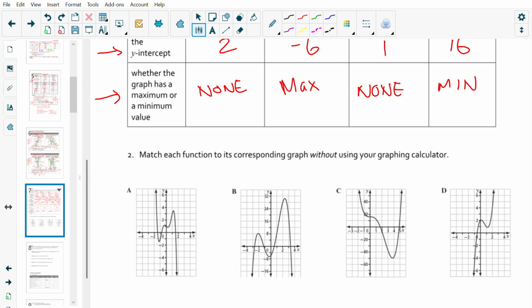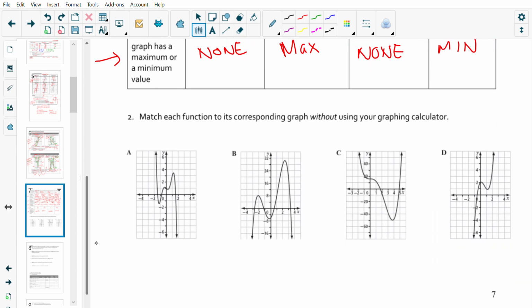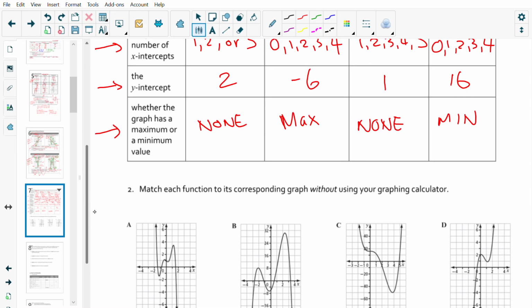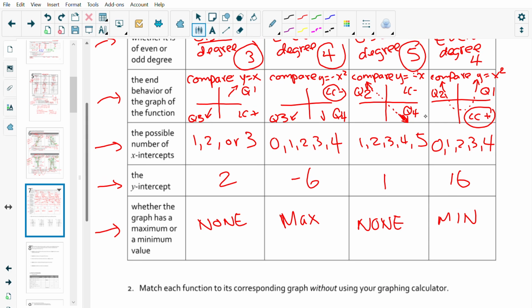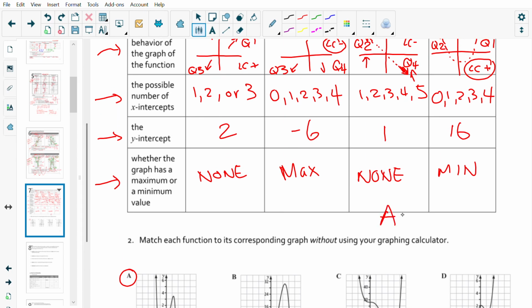Okay, let's match it to the graphs. Let's match these by end behavior first. Let's see if we can do this. Okay, I'm going to do the quintic one first because the end behavior starts in quadrant 2, ends in quadrant 4. Well, this is the only one that starts in quadrant 2 and ends in quadrant 4. Right here.